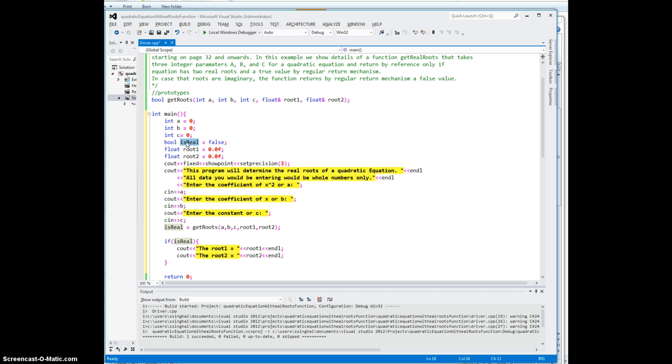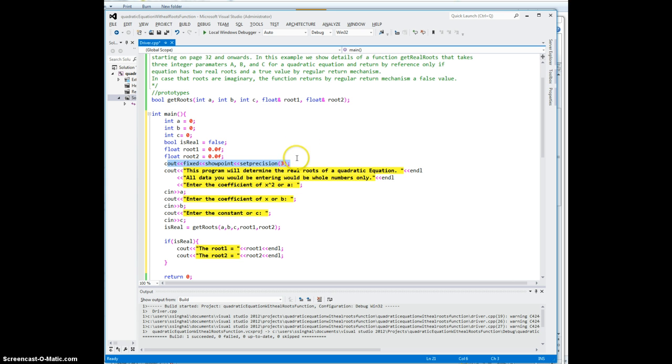And we have this variable which will store the return value from the getRoots function. It will be true if roots are real, otherwise it will be false. We set it to an original value of false, and we set root 1 and root 2 to some floating point 0 value because we don't really know what they are at this point, so we just set them to 0. Okay, and we set fixed point and set precision to format these two values.